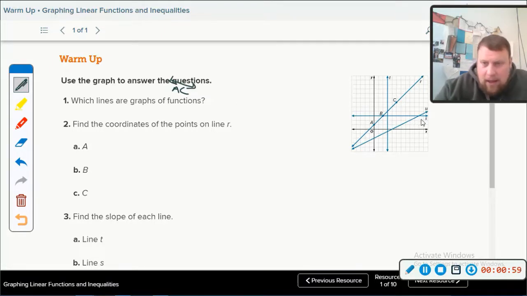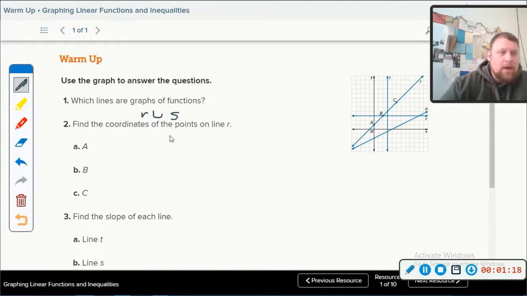Then we've got line... Oh, they got names for the lines. I didn't see they had names for the lines. Well, excuse me. So that's going to be lines what? R, U, and S. T is not a function, so R, U, and S. R, U, S. Russ.